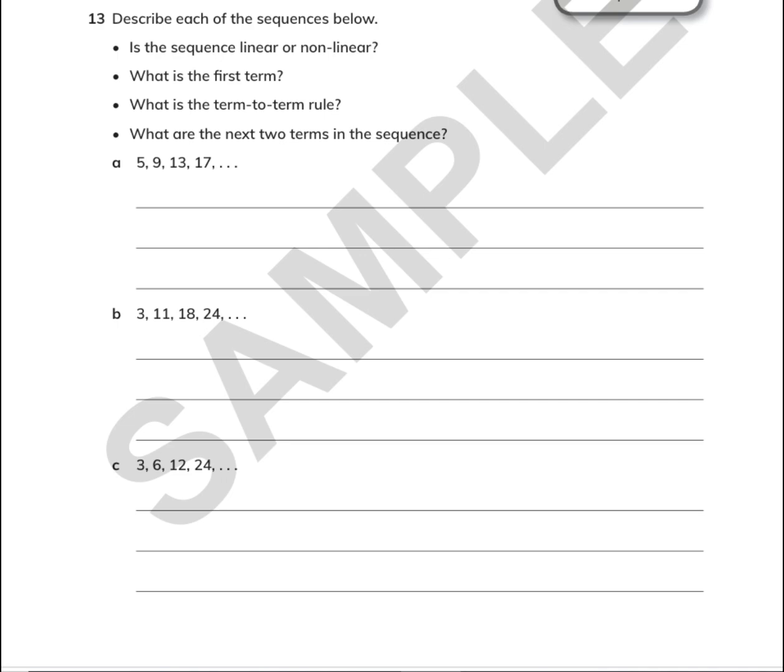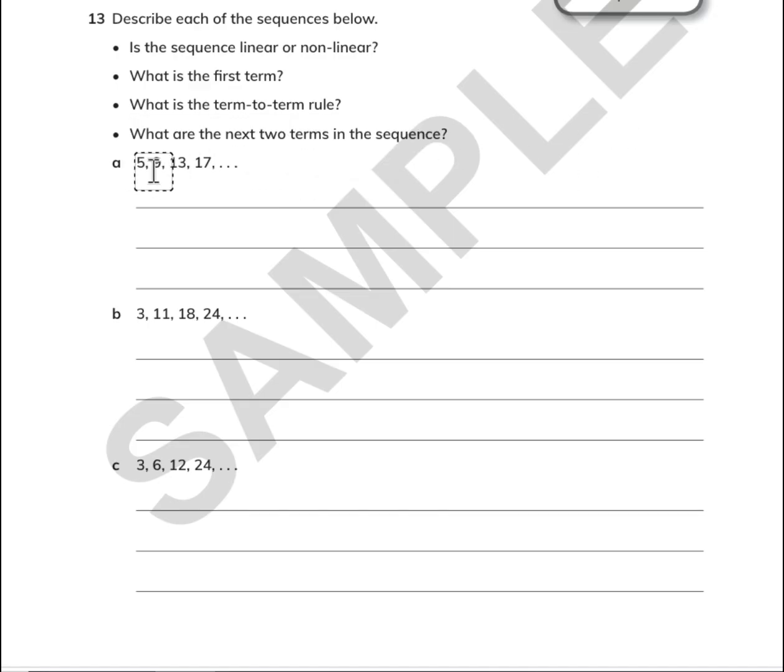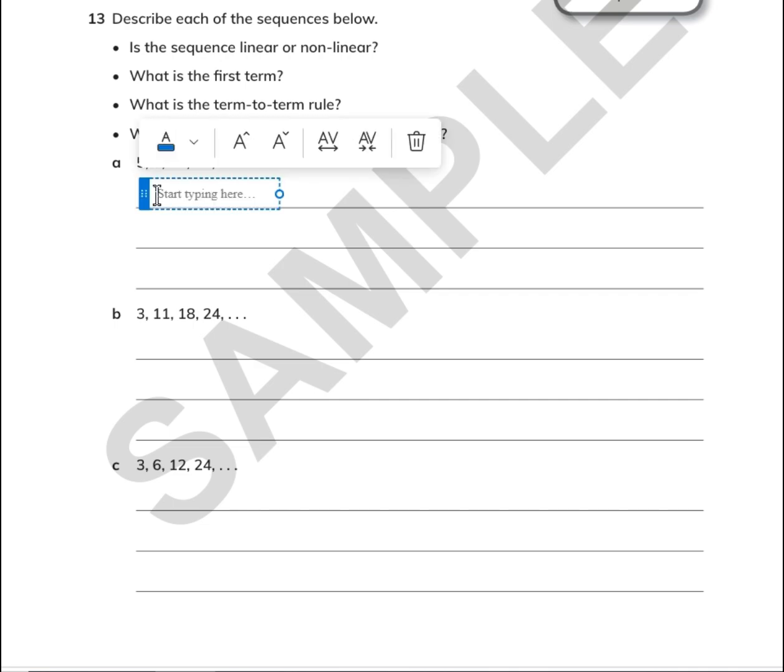5, 9, 13 and 17 are the numbers in the sequence. So first we will write the answer for this question. Is the sequence linear or non-linear? The sequence is linear because we can see that there is a difference of 4 between 5 and 9. Again the difference is 4 between 9 and 13, and again the difference is 4 between 13 and 17. Since the difference between two consecutive numbers is the same, that means the sequence is linear. So this is a linear sequence.